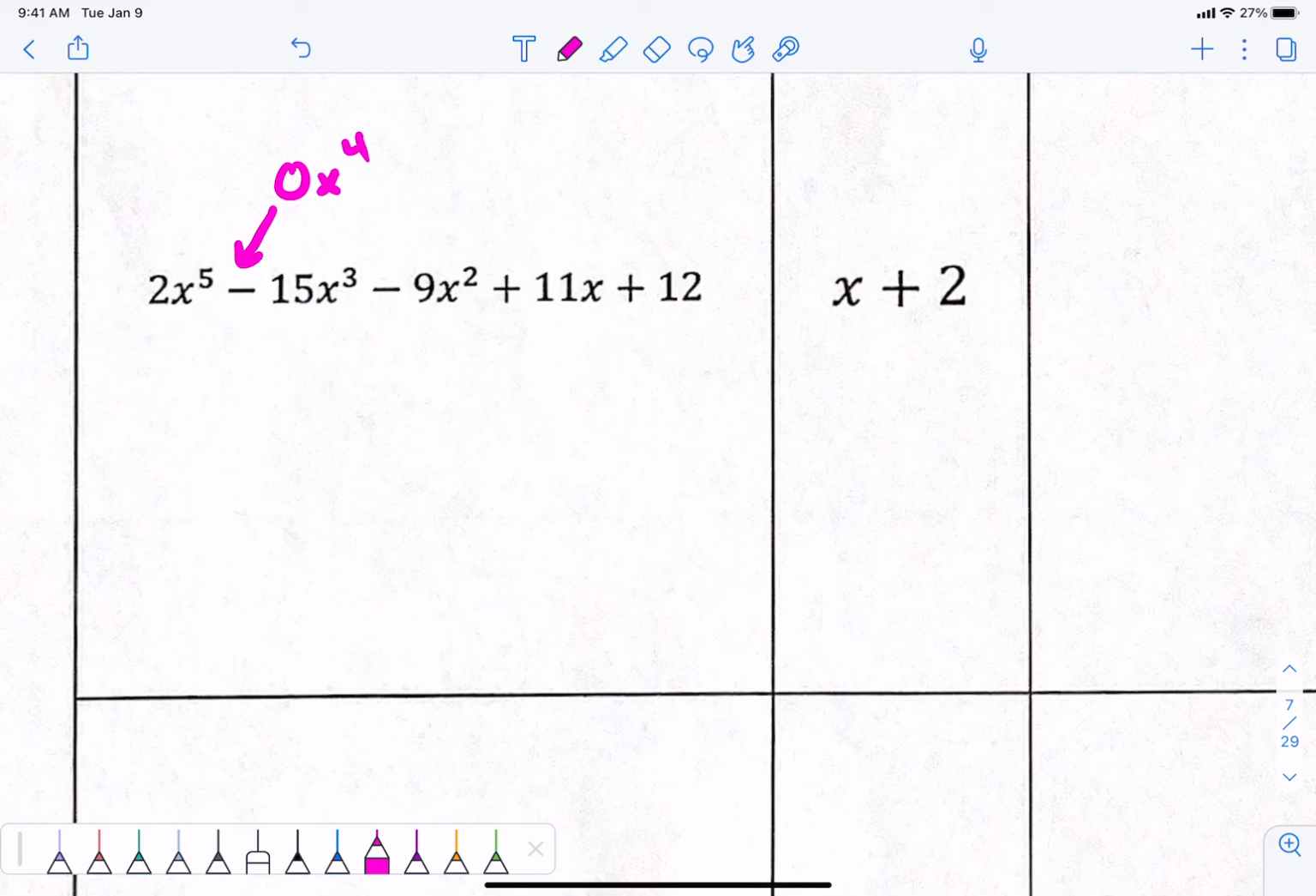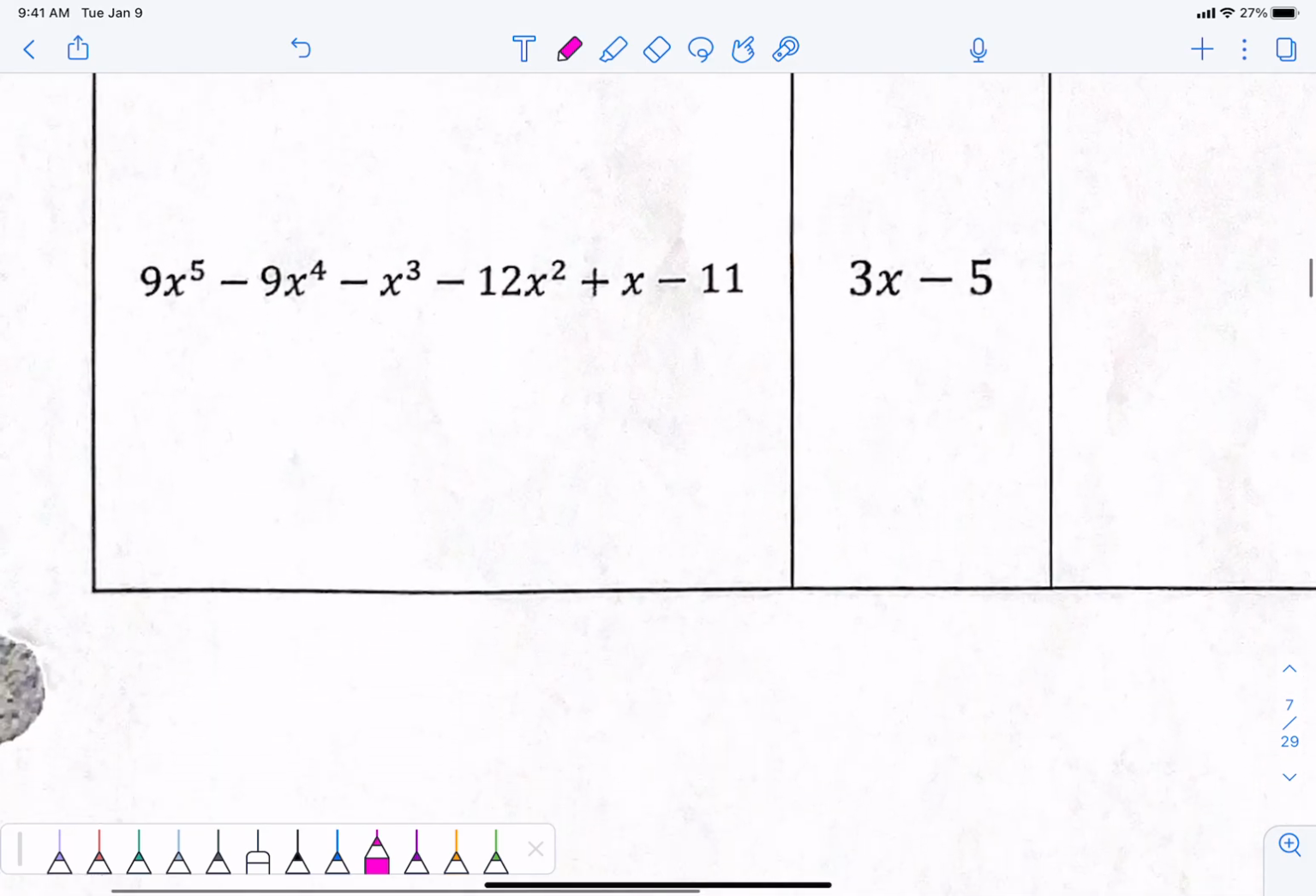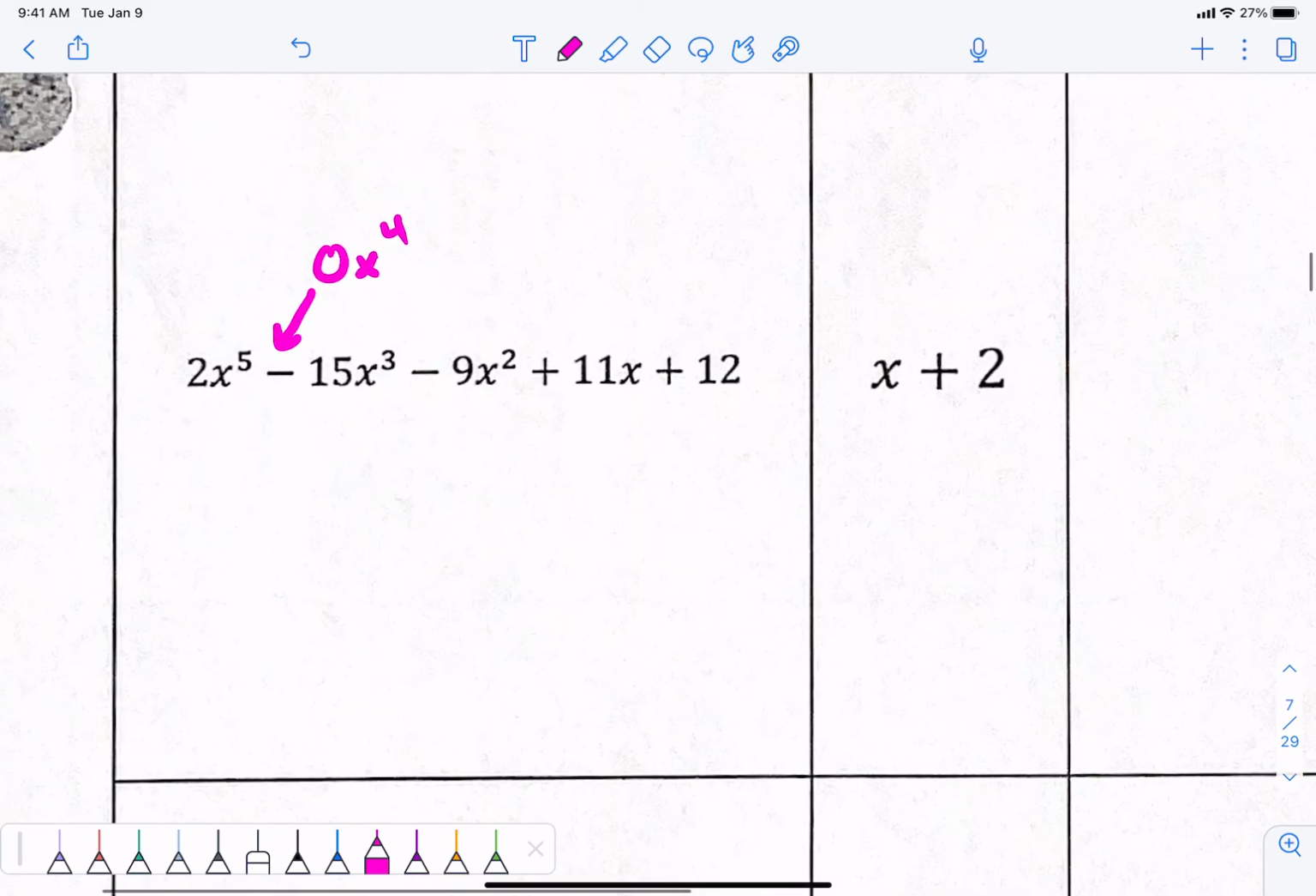Otherwise, if you don't know where your minuses and pluses are, because your handwriting's too sloppy, you're gonna get it wrong. So make sure you put a 0 in for the x to the 4th. Anything else that we have to put in for x's for zeros? Okay, let's go down to the last one. Do we have to put any zeros in there? No. Okay, so we're good to go. So that's the only one that we have to plug in. But make sure you do that.